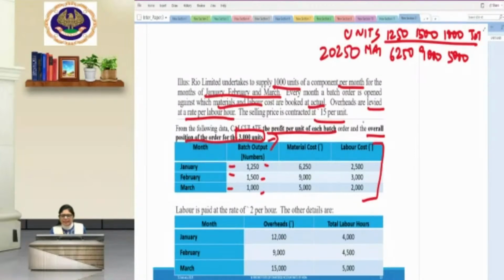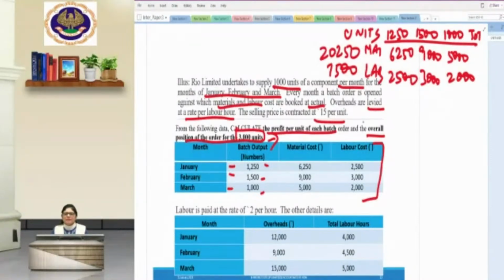Then the labor cost is given. Labor is given: 2,500, 3,000, 2,000. The labor cost is also given to you. Total of labor cost, please. 7,500 is the total labor cost. So direct cost is done.